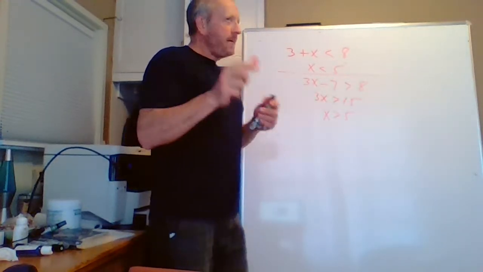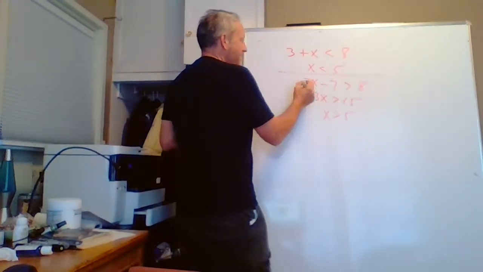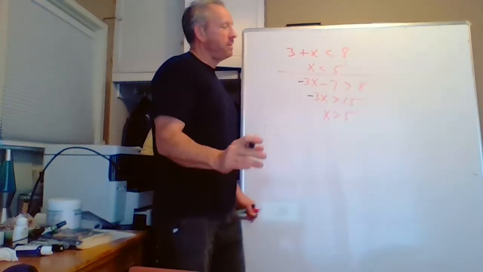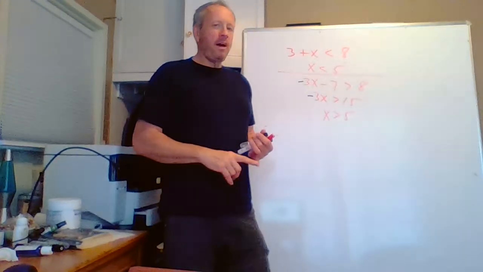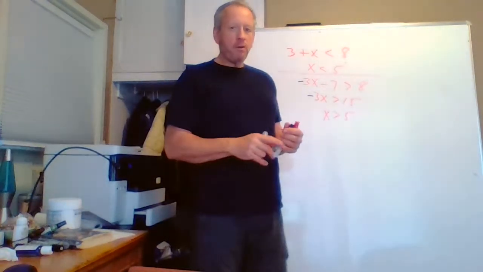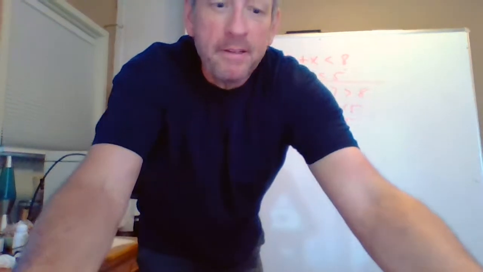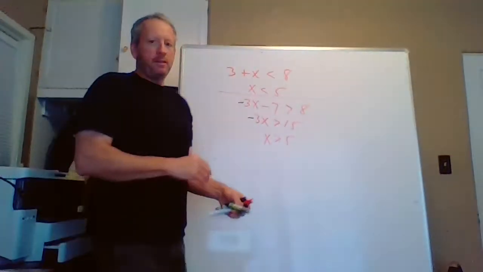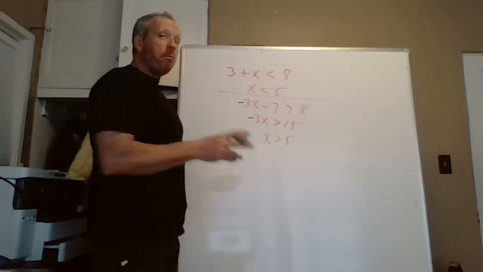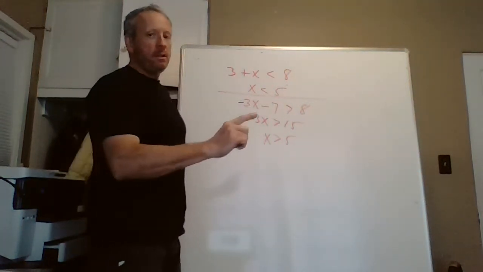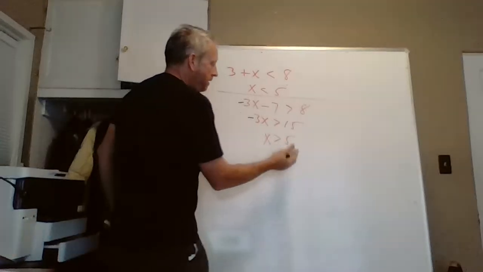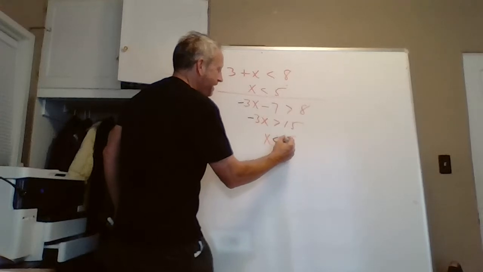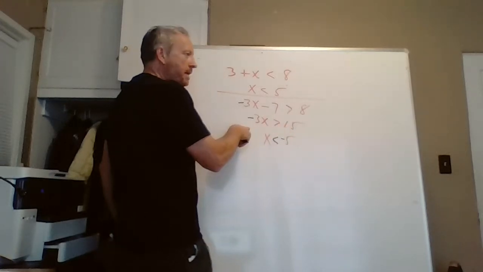The one exception is, let's suppose this had been a negative 3, and this had been a negative 3. And I'm sure you've heard this: if you multiply or divide by a negative number, you have to switch the inequality sign. So then we would wind up with x is less than negative 5, because positive divided by negative is negative.